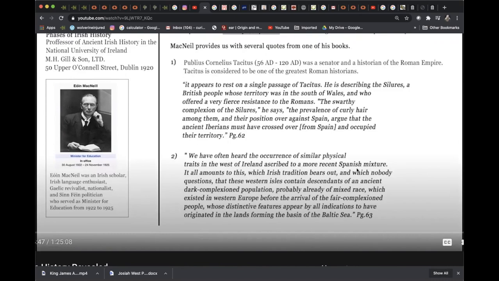It all amounts to this, which Irish tradition bears out, and which nobody questions, that these Western isles contain descendants of an ancient dark complexion population, probably already of mixed race, which existed in Western Europe before the arrival of the fair complexion people, whose distinctive features appear by all indications to have originated in the lands forming the basin of the Baltic Sea. All right, there you go.